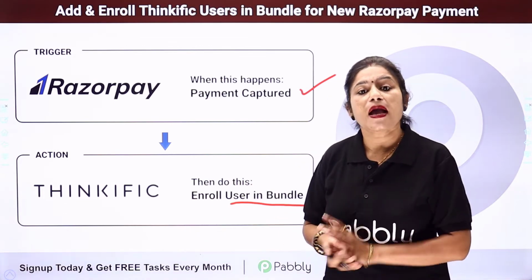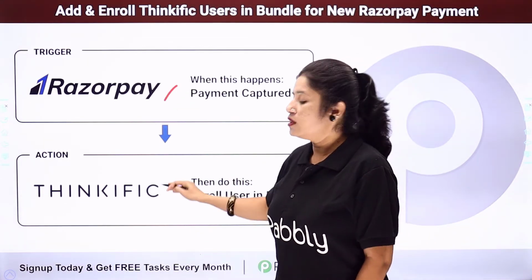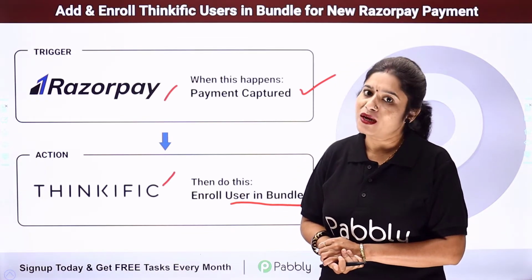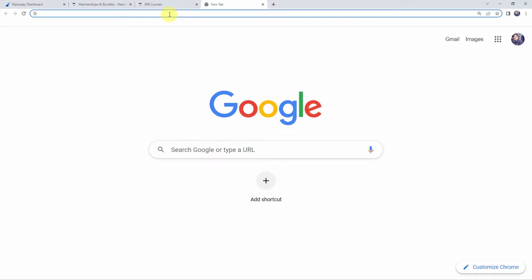So we will be using Pabbly Connect to integrate Razorpay with Thinkific, and we are going to set up an automation. So how you can do this? For that you need to come to my screen. So welcome to my screen.